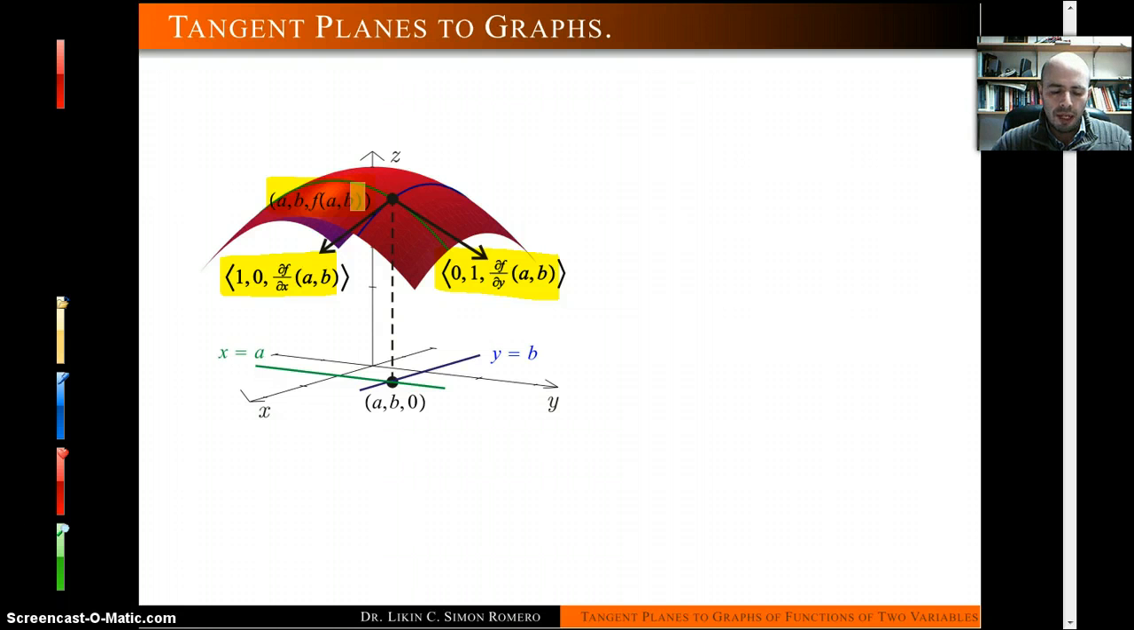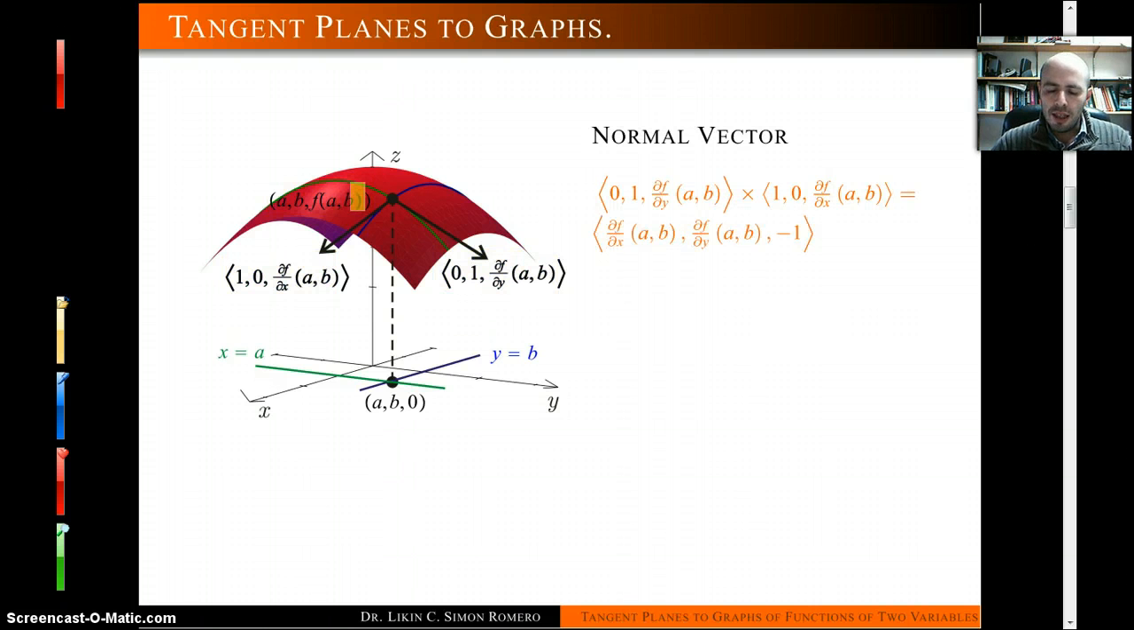Now, in order to find an equation for a plane, we need a vector that is normal to the plane. In other words, a vector that is orthogonal to these two vectors in particular. So how do we do that? Well, we just take the cross product. Taking the cross product, we obtain this vector right here. The order doesn't really matter, but I put it like this just to have some positive signs here.